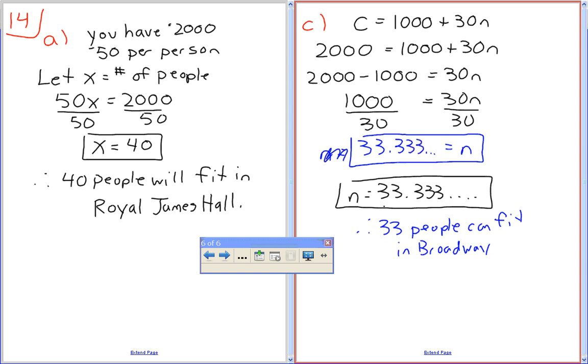All right, so part D, we're going to do this verbally. Which one would you want to take and why? Which one am I taking? Okay, why? Well, not really. You're always spending $2,000. That's what you're spending. What are we looking for? More people, right? So which one is the most people? This one is the most people, right? So no matter what, you're paying $2,000. In this one here, you can get 40 people in, and in this one you can get 33, so it's okay.